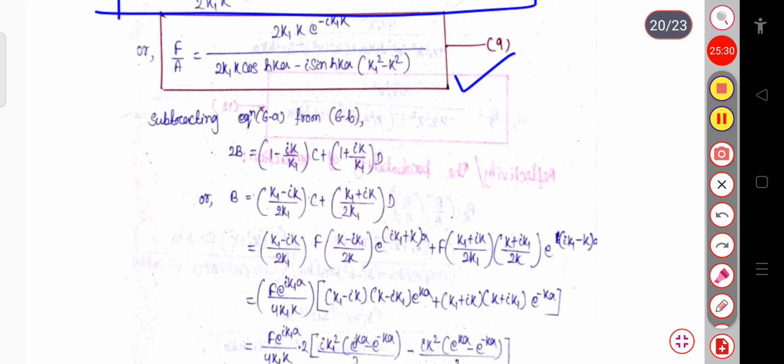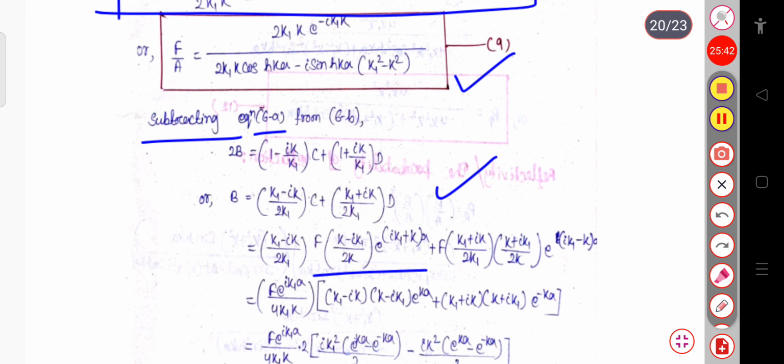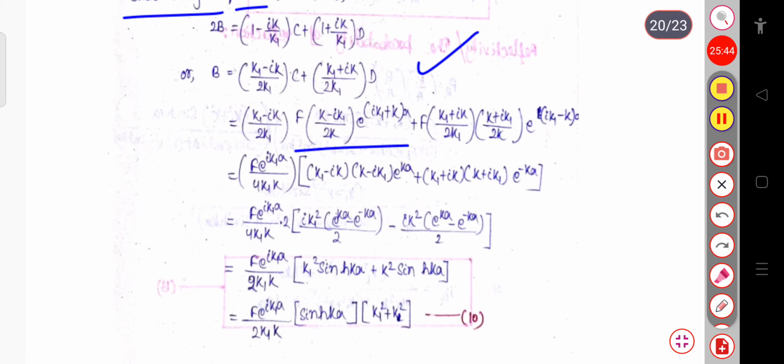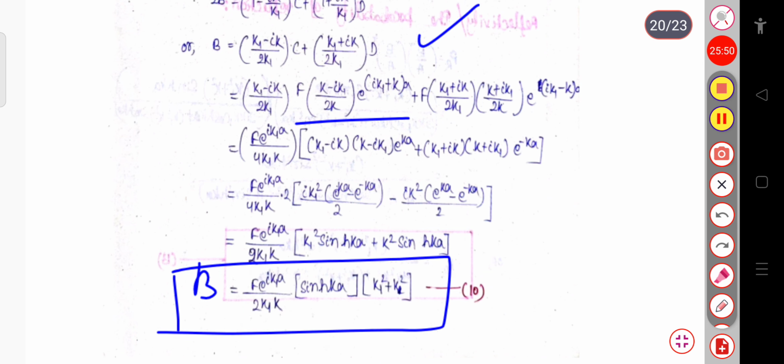Okay, and similarly you will calculate B by A. So here you can calculate by subtracting 6A from 6B. You will get the expression, that is B equal to this into C plus this into D. So if you put the values of C and D here, you will finally get the expression, that is B equal to this one. This is your B in terms of F. You can calculate. I am not discussing it further because I think you can solve it on your own.